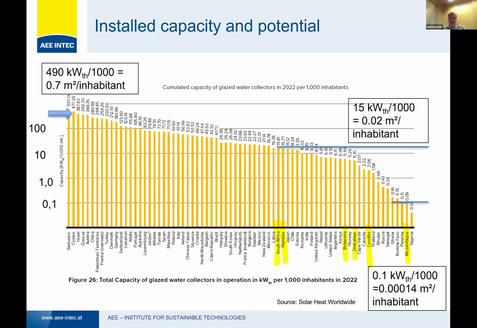So if we come back to our vision plans, 0.5, 0.1, 0.3 square meter per inhabitant, we see there is still a lot to do in Africa. If we look at South Africa, which has the vision of 0.5 square meter per inhabitant, there is a factor of 20 by which they have to increase their number of installations.